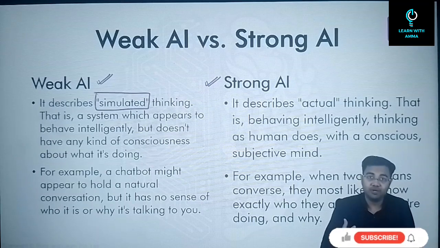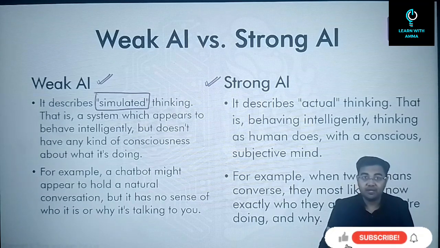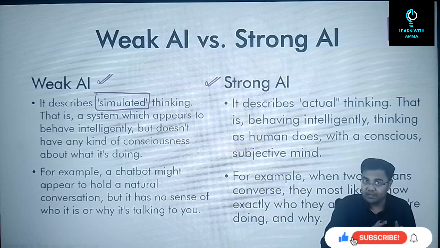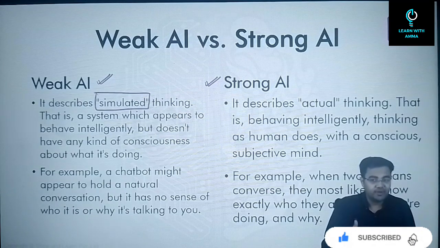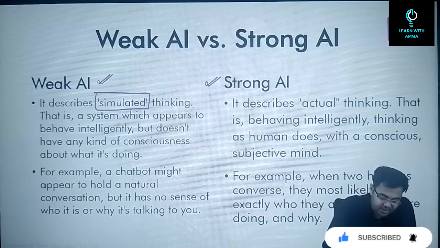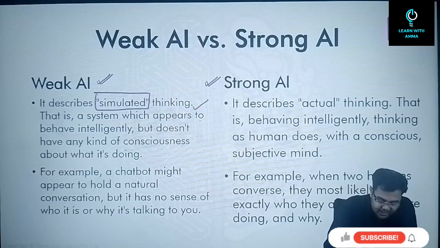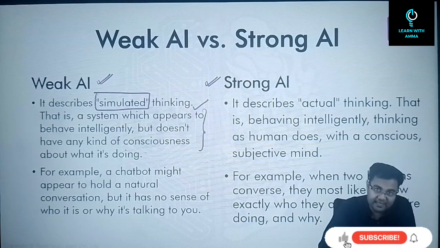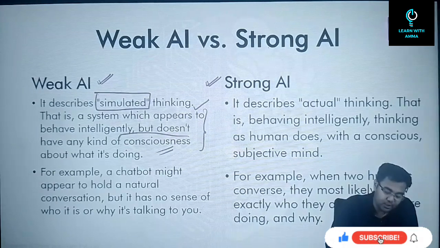It can't work on its own. It can't start thinking on its own. It can't understand emotions. All these things do not happen. So weak artificial intelligence is where a lot of human involvement is still required. It describes simulated thinking, that is, a system which appears to behave intelligently but doesn't have any kind of consciousness about what it is doing.